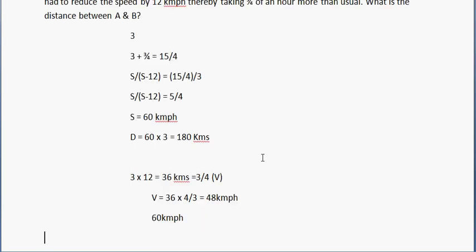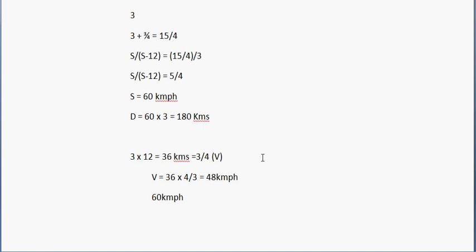So 3/4 of V is equal to 36, which means V is equal to 48, right? So this was the reduced speed. Original speed would be 60 kilometers per hour, and distance would be 60 into 3, which is equal to 180 kilometers, right? I hope that you understand this trick as well.